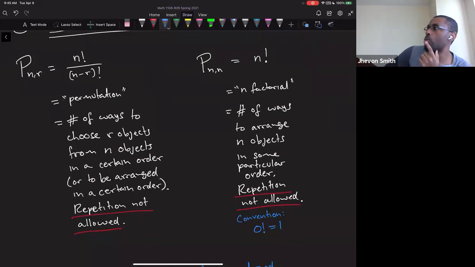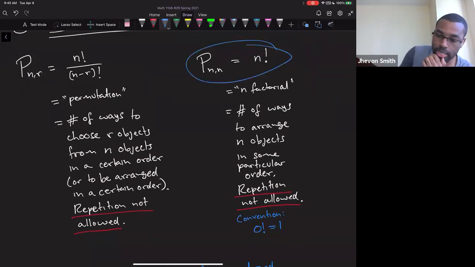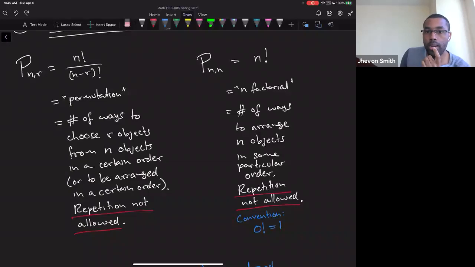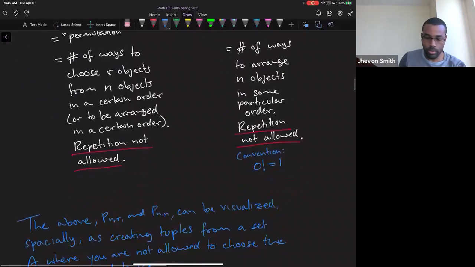Now, if you want to take all the objects that you see and arrange them in some order, this gives rise to what we call a factorial. This is this guy over here. And so zero factorial is one, we saw that last time. So this is just how you choose things in a certain order from a set of things. And this is also a way that you can take tuples without repeating anything in the coordinates.